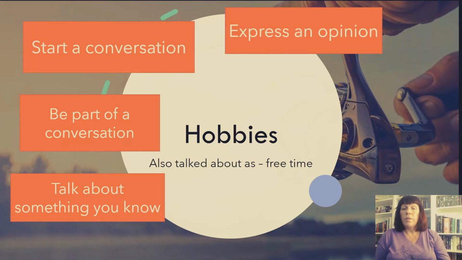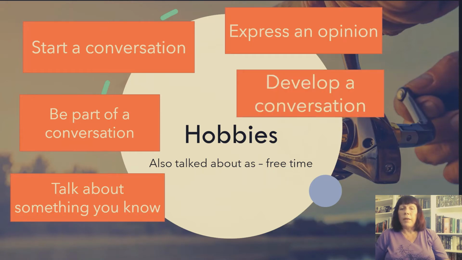Express an opinion. That's good because you can give an opinion about somebody else's hobby, and it's really important to share. What do you like? What do you not like? And what about developing a conversation? For those of you who are already at entry level 3 and moving forward, developing a conversation is a very important skill that you need to be thinking about for speaking and listening. But for this class, we're going to think about hobbies and how we talk about hobbies.